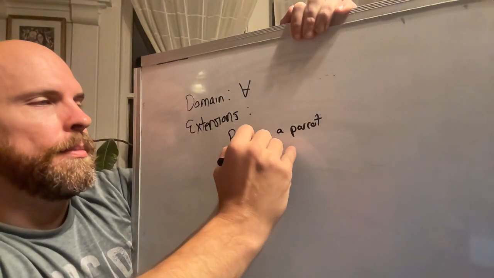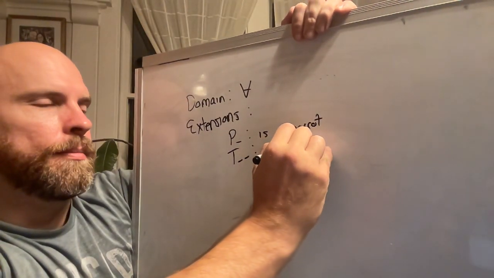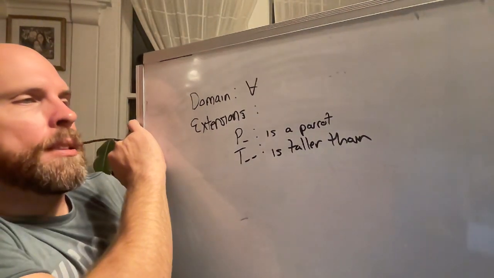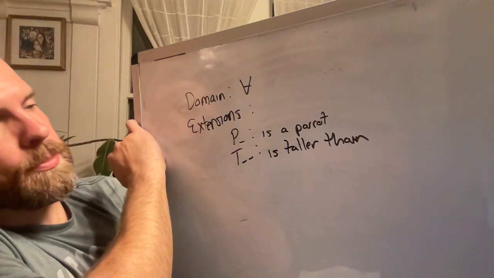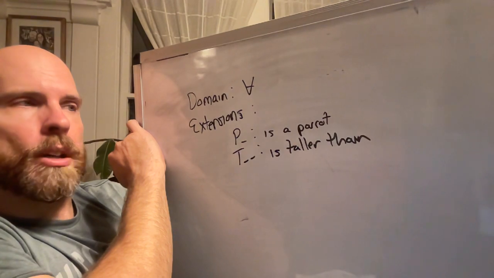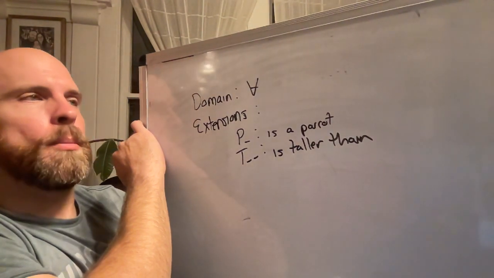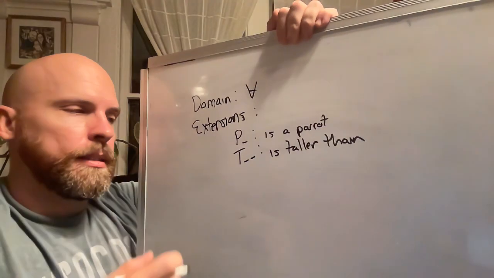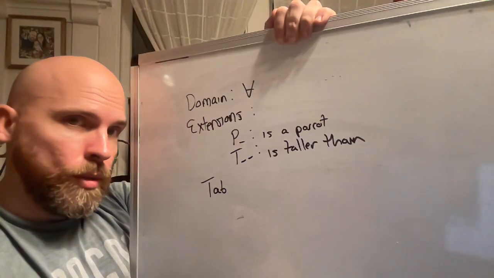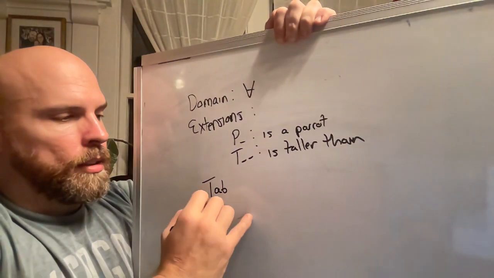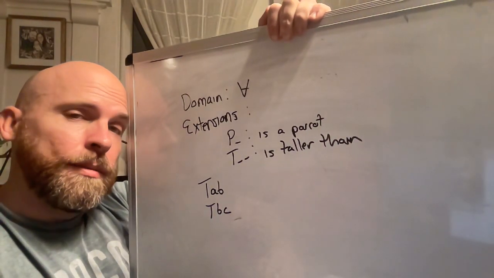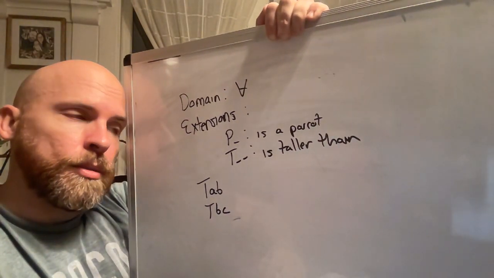Taller than is a two-place relationship. So, riddle me this: what sort of formal properties might we say taller than exhibits in natural language that we might want to reflect? If I had a domain A, B, and C, and I said that A is taller than B, and I also said that B is taller than C, what else might I need to say to do justice to the meaning of taller than in natural language?